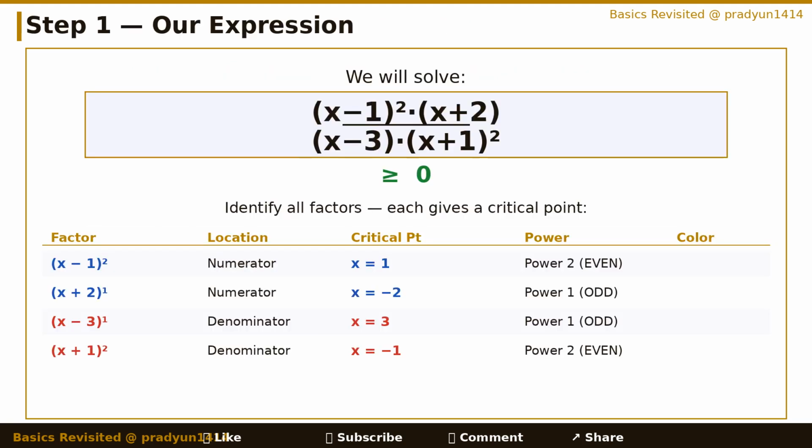Here is our expression. We need to solve the fraction with numerator (x minus 1) squared times (x plus 2), divided by (x minus 3) times (x plus 1) squared, all greater or equal to 0. First, identify every factor. Each gives a critical point where the expression can change sign.